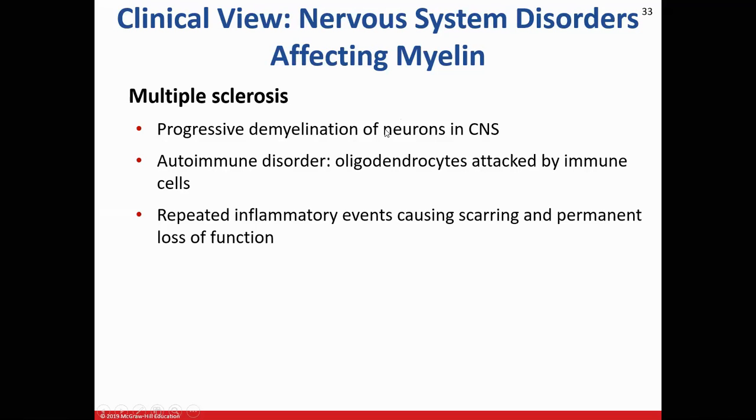So let's look at a clinical view of the nervous system, of some disorders that actually affect the myelin of the neuron. That condition really is multiple sclerosis. MS is a progressive demyelination condition of the neurons in the CNS. It's really an autoimmune disorder, where the oligodendrocytes are attacked by immune cells. This attack causes a repeated inflammatory event, and what it does then is it causes scarring and permanent loss of function of these neurons. And so we see this progressive effect as we continue in the condition itself.